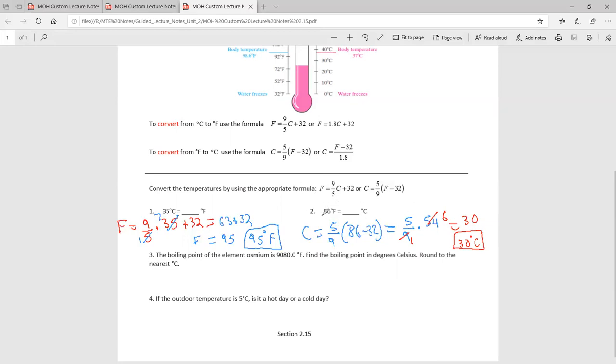86 might be a little warm to some. I'm particularly comfortable at 86 degrees Fahrenheit. If I wanted to say where I'm comfortable, I could say roughly 30 degrees Celsius, maybe a couple degrees cooler.